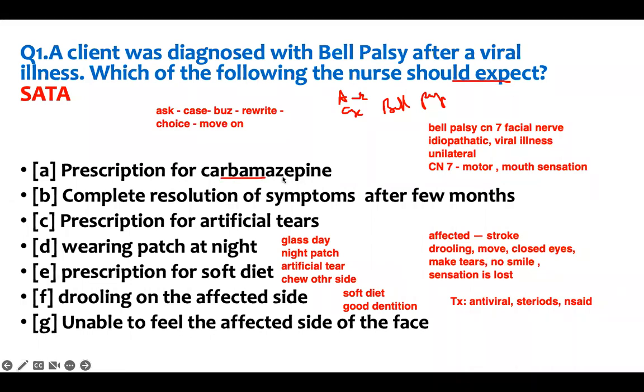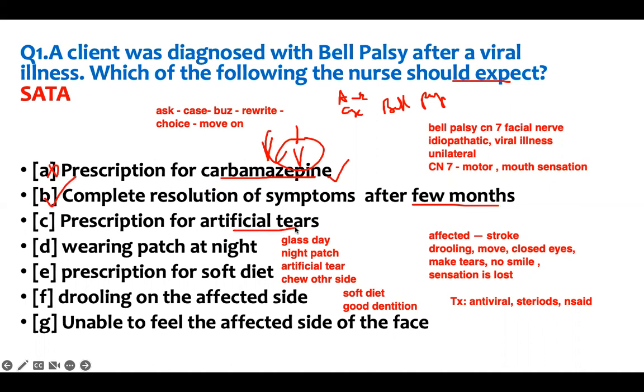Prescription for carbamazepine. I never mentioned carbamazepine. All I said was antiviral, steroid, and NSAID. Why did they put this there? This is the treatment of choice for cranial nerve 5. This is trigeminal neuralgia. So we don't give them this. Complete resolution of the symptoms after a few months. Yeah, because it's a viral illness, idiopathic, it will go away.